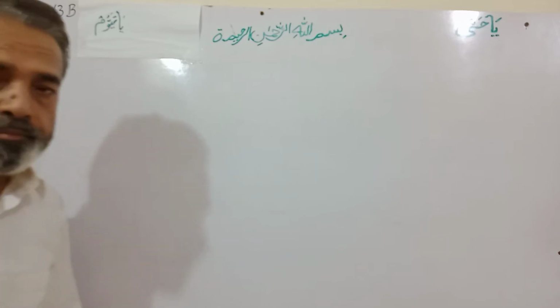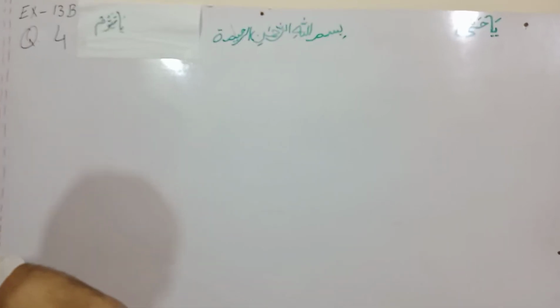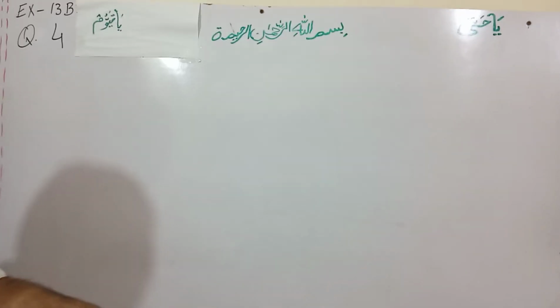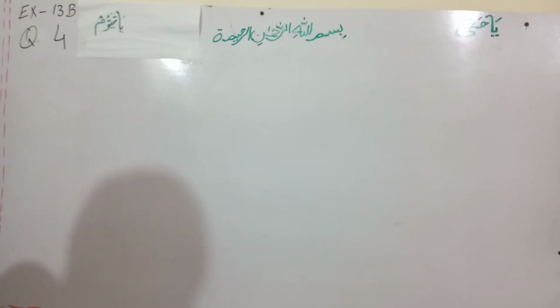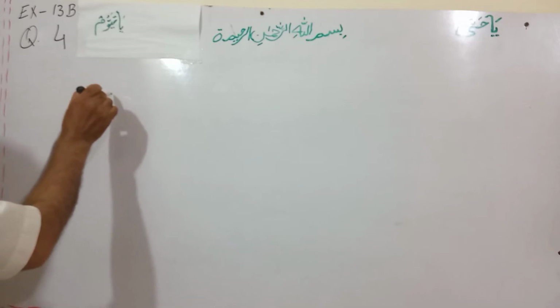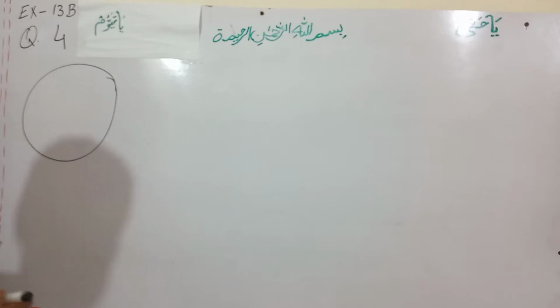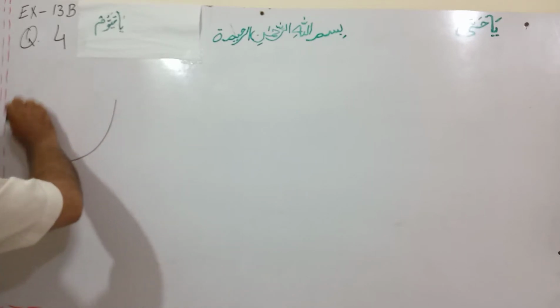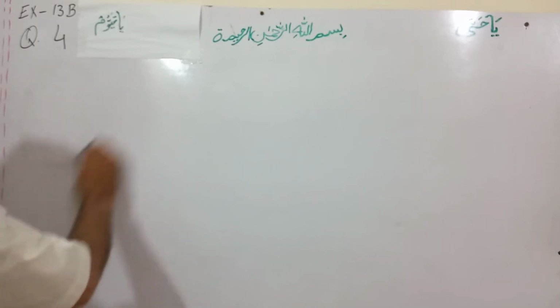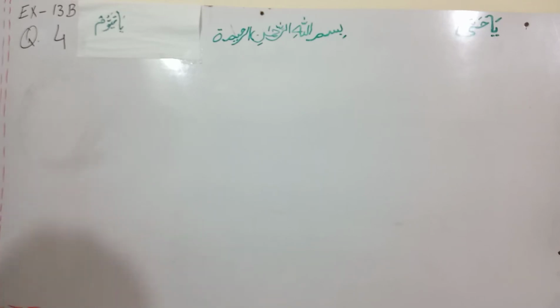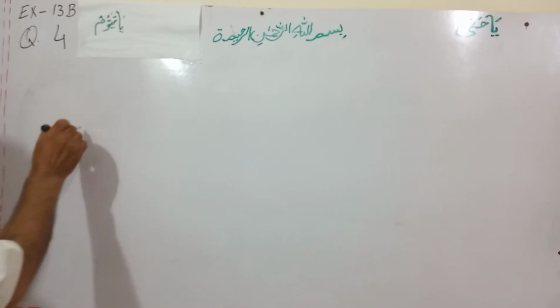Before starting this question 4, I would like to tell you the property which we will use here. This is the property: tangents from the external point are equal in length. Tangents from an external point to a circle are equal in length.